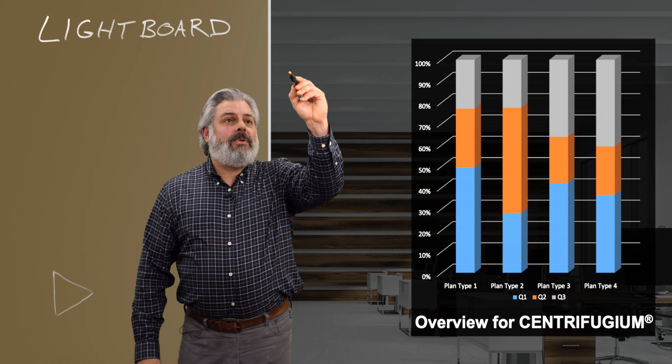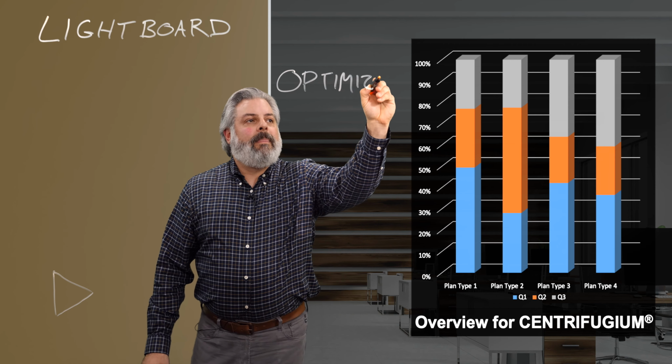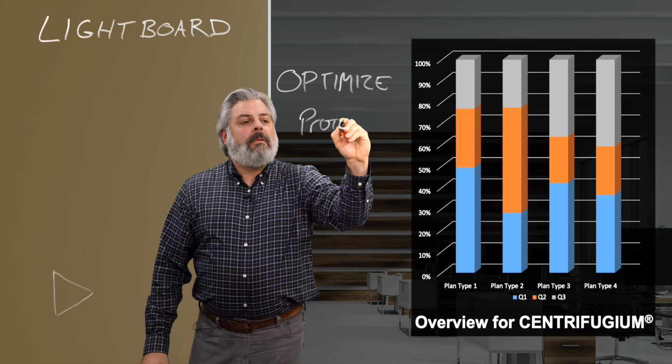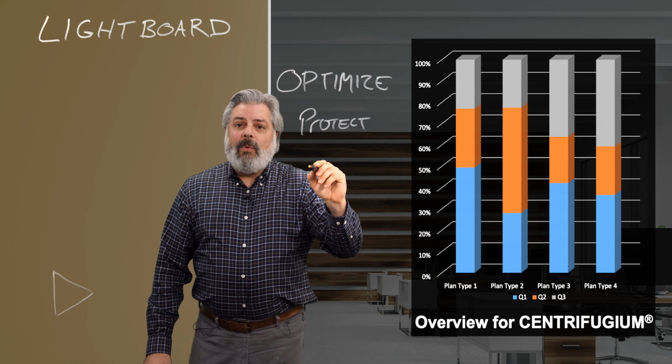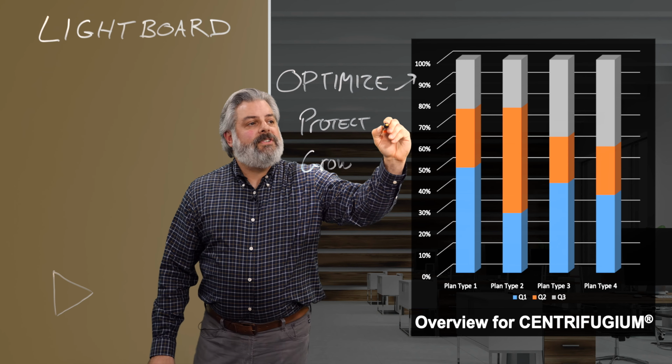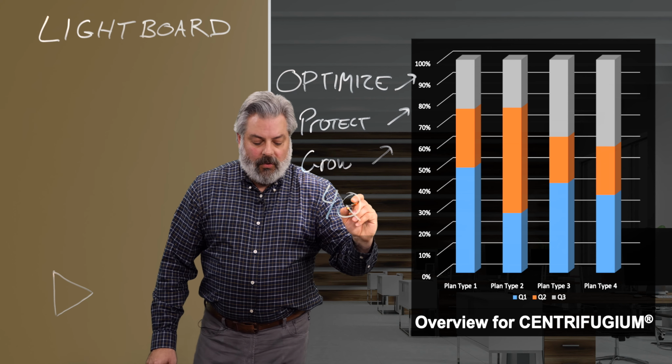So some things that we want to call out, well, we want to be able to optimize. We want to be able to protect. And we want to be able to grow. And all of these things are going to help lead us to a really productive fourth quarter.